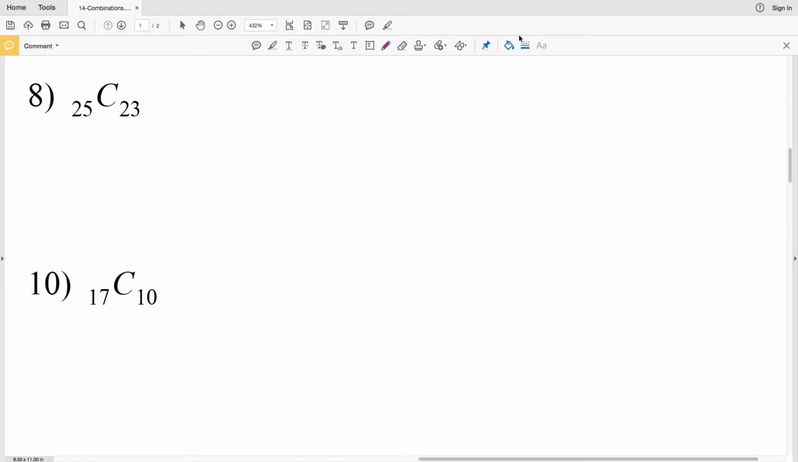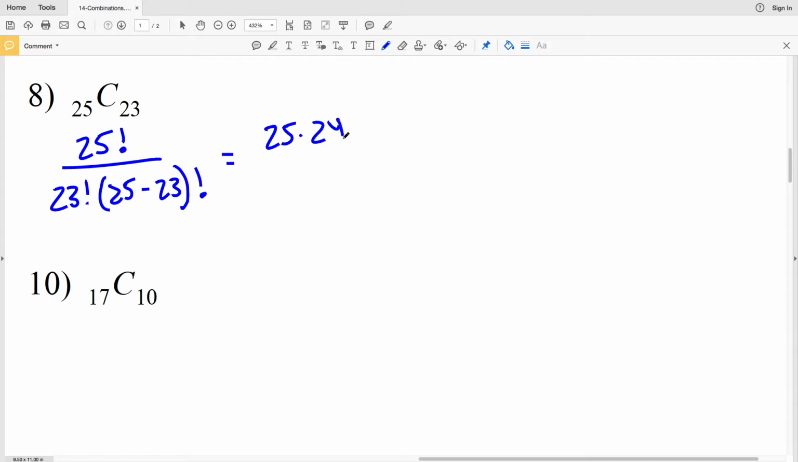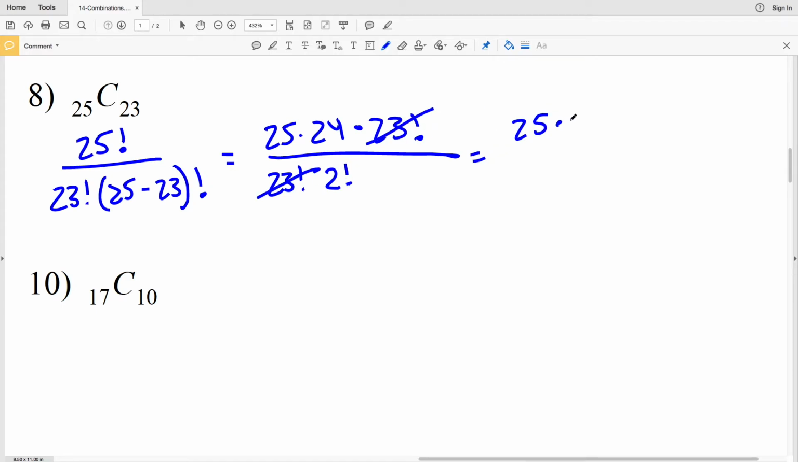And number 8, I have 25 choose 23. So it's going to be 25 factorial over 23 factorial times (25 minus 23) factorial. 25 times 24 times 23 factorial all over 23 factorial times (25 minus 23), which is 2 factorial. My 23 factorials will cancel out. So I have 25 times 24 divided by 2 factorial, which is simply 2. 25 times 24 will give me 600, and when I divide that by 2, I'll get 300 for my answer in number 8.